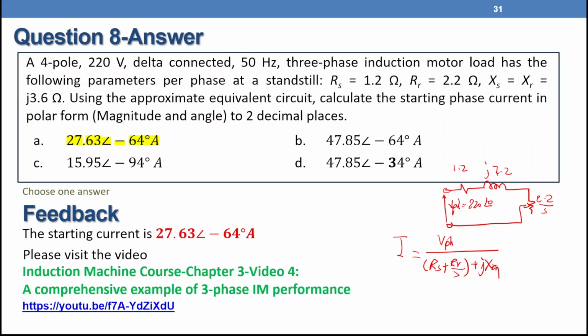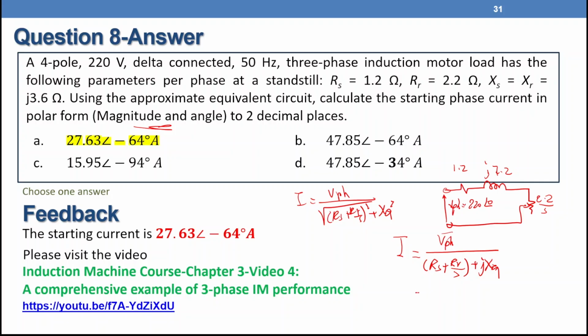And that one gives you the current magnitude and angle, because he wants the current magnitude and angle. But if he wants only the magnitude, you are going to say I equals V phase over root of R stator plus R rotor over S squared plus X equivalent squared. But he wants magnitude and angle, so we need to use the phasor form.